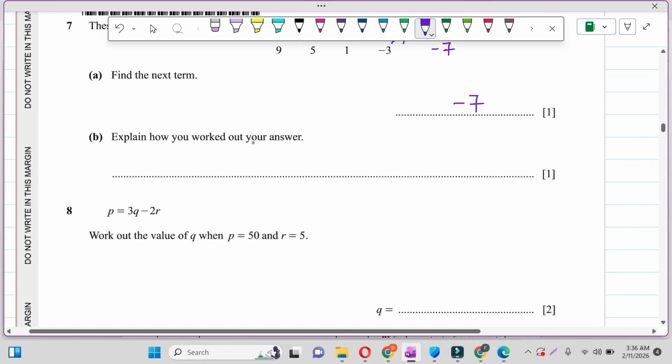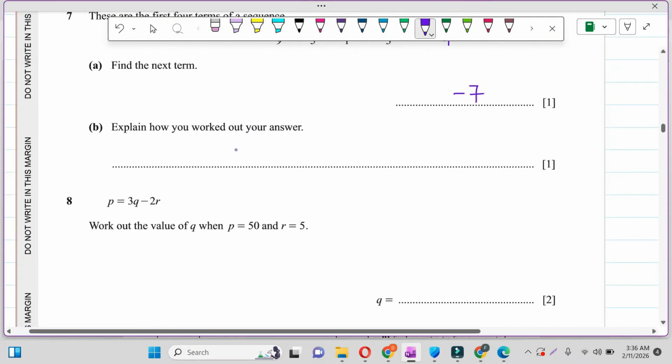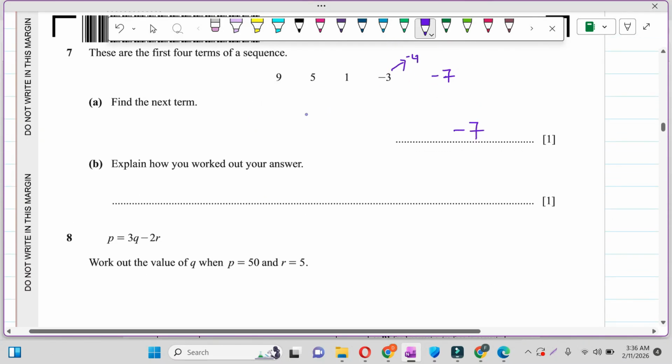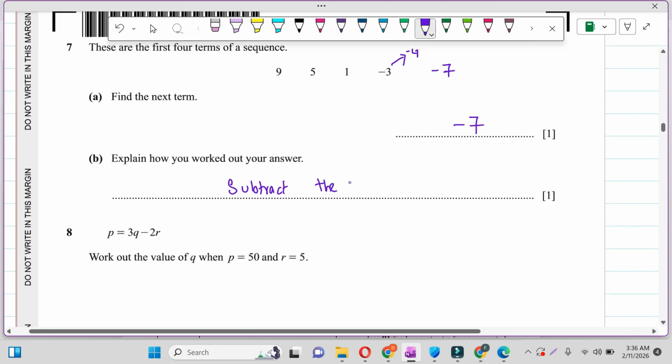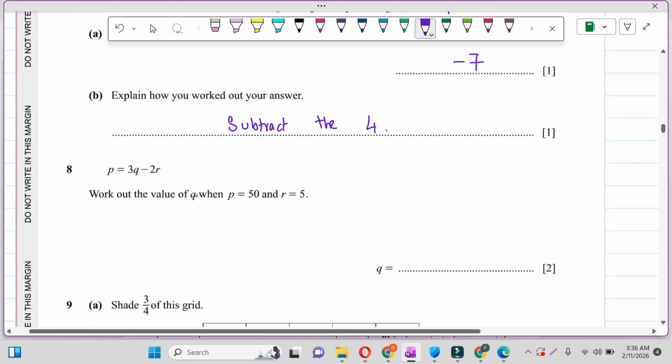Explain how you work out your answer. So we just subtract the 4 from the previous term. So we can say that subtract the 4. Okay.